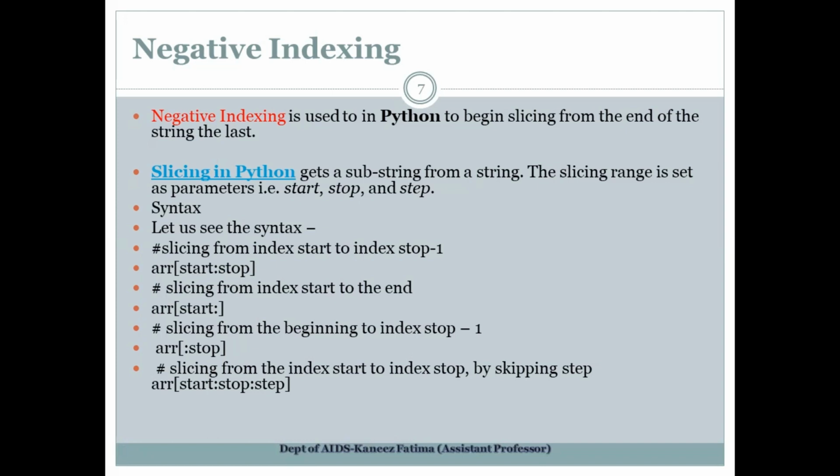Suppose we have a string. To start from index 0 to the end, print str of 0 colon nothing. That means starting from the first index to the last index. Suppose I'm giving print str 1 colon 5, that means starting from the first index to the fourth index. Suppose I'm giving print of string with nothing before the colon and 3 after, then I start from the 0th value to the third value.